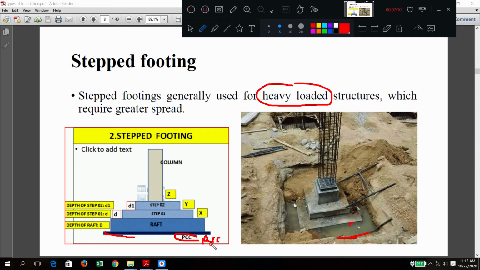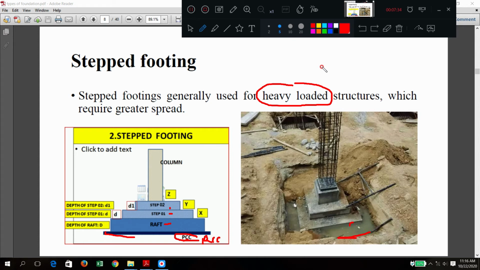Okay, reinforced cement concrete, plain cement concrete. Like this it is provided. This is called the raft, step 1, step 2, like this. Just to make you understand more, see why I have taken these pictures: it will give a proper understanding of how it is actually done inside. I hope it is clear now.